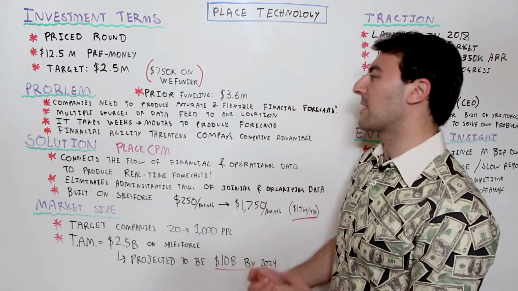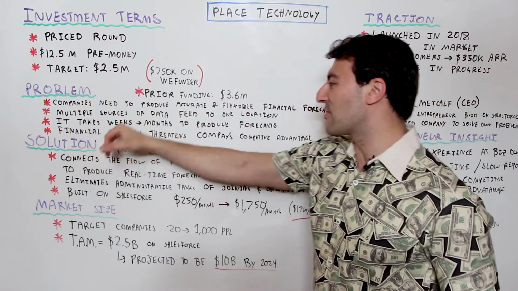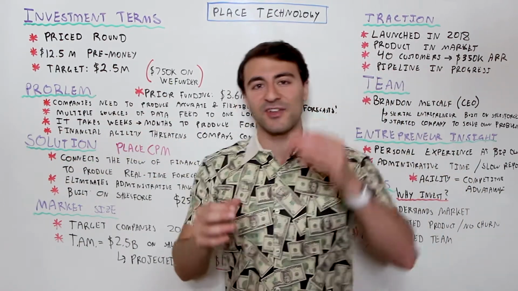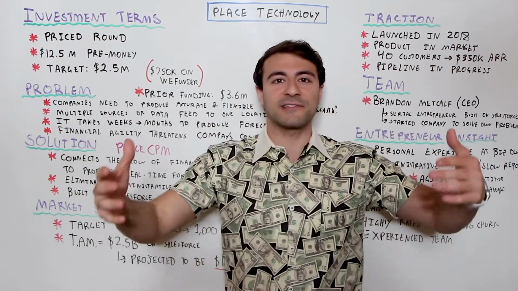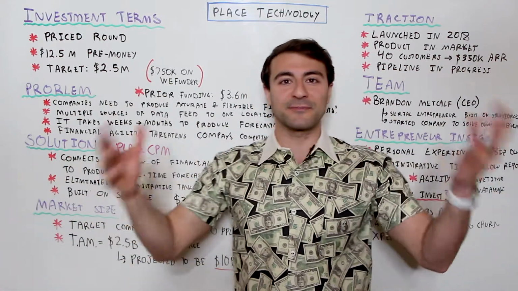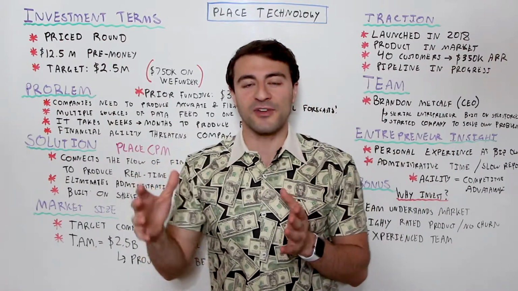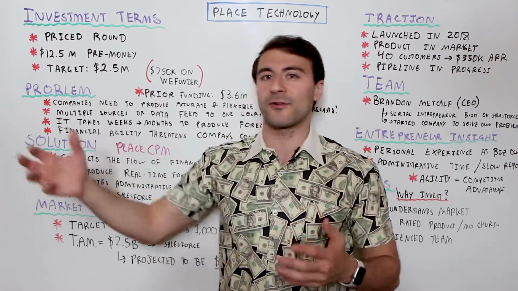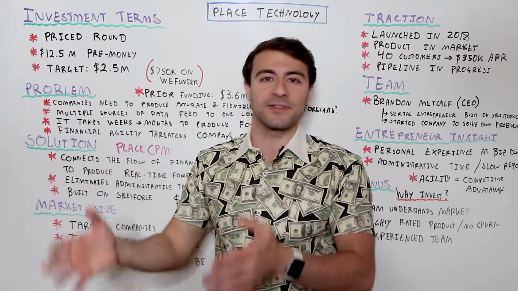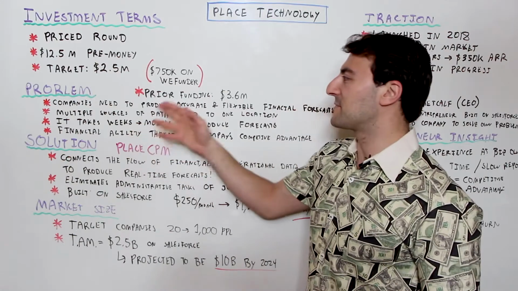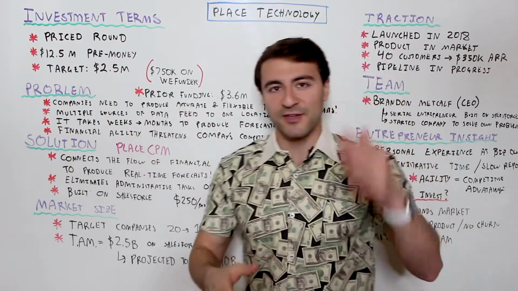So the ability to have this financial agility actually threatens a company's competitive advantage if you're too slow to forecast your finances. And so this is a massive problem that literally every single business faces. And if you're a really large company, this could be the difference between taking over a market and literally billions of dollars of revenue or market capitalization that can be lost just because your financial forecasts are slow. So huge problem.